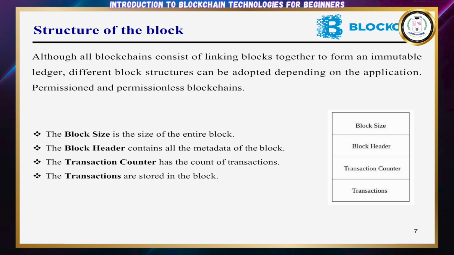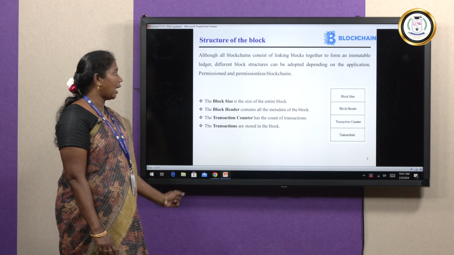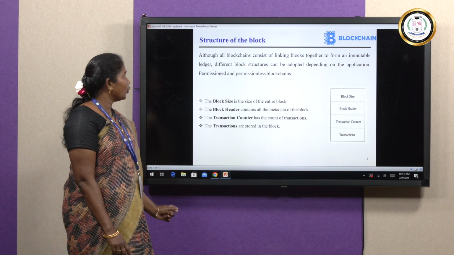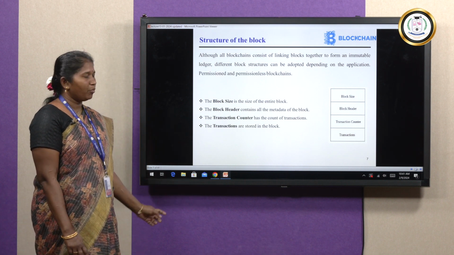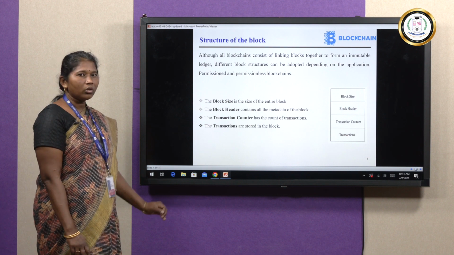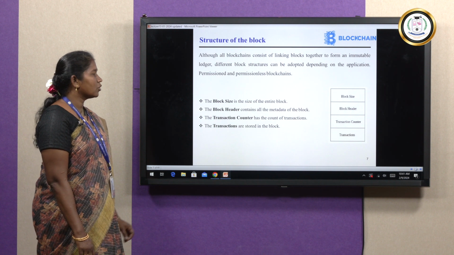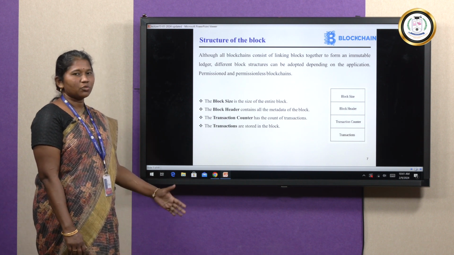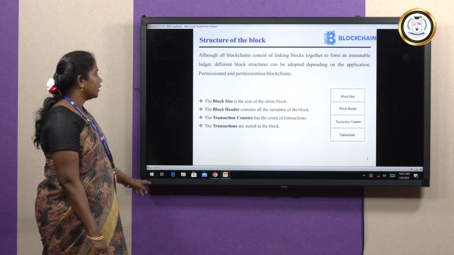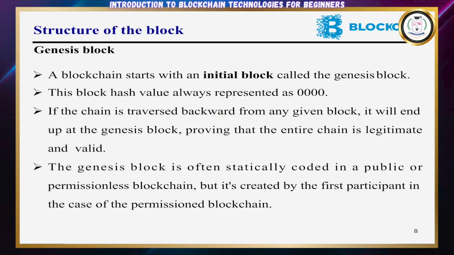So each block must contain these 4 pieces of information. First one block size, second thing is block header, third one is transaction counter, and last one transactions. So the block size has the overall block size, which is usually 1 MB only. And in the block header, all the metadata related to your blockchain will be represented. And in the transaction counter, how many transactions are performed under the blockchain. And in the transactions, in each block, what transactions are performed will be mentioned in the transaction block.